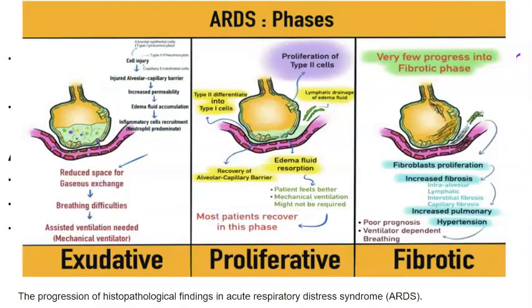For fibrotic phase, very few progress into it. There will be a fibroblast proliferation, increased fibrosis. There's an increased pulmonary hypertension. This is poor prognosis and ventilator-dependent breathing.